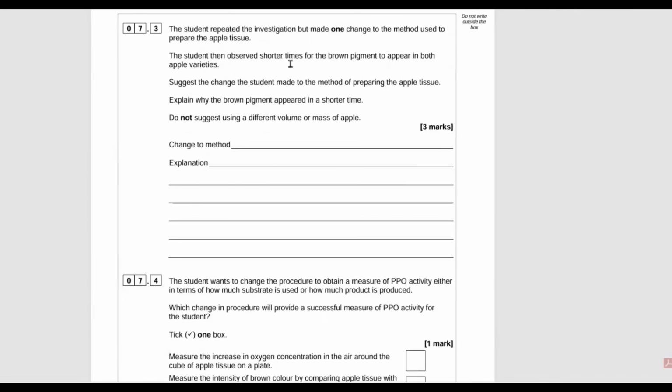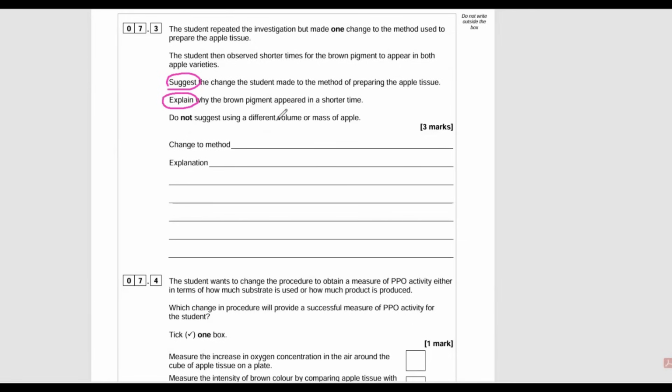The student then observed shorter times for the brown pigment to appear in both apple varieties. Suggest the change the student made to the method of preparing the apple tissue. So there's something they've done that means it goes brown quicker. Explain why the brown pigment appeared in a shorter time. So again, this is the same as the last question, really. Just to repeat, we've got to suggest and then explain why the brown pigment appeared in a short time.